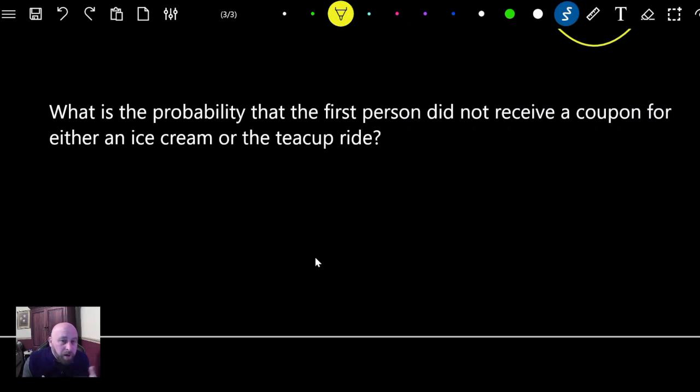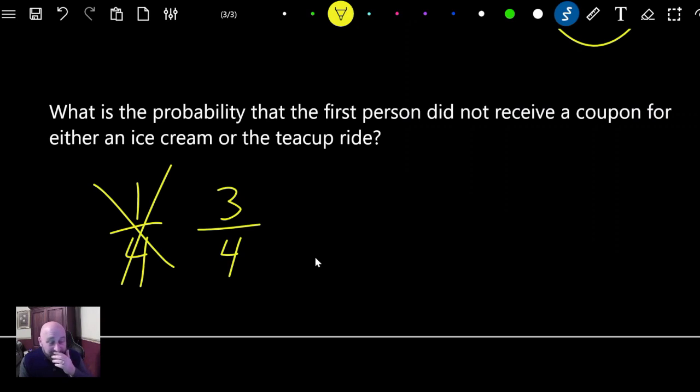So what's the probability of not getting ice cream? Okay, so that's what you got to think about. Well, if he did not get ice cream, then he could have gotten hot dog, he could have gotten turkey leg, or he could have gotten cotton candy. He could have gotten 3 of 4. The only one that he couldn't have gotten was the ice cream, right? The 1 out of 4.